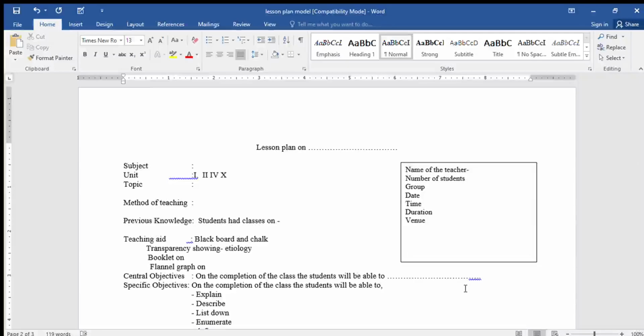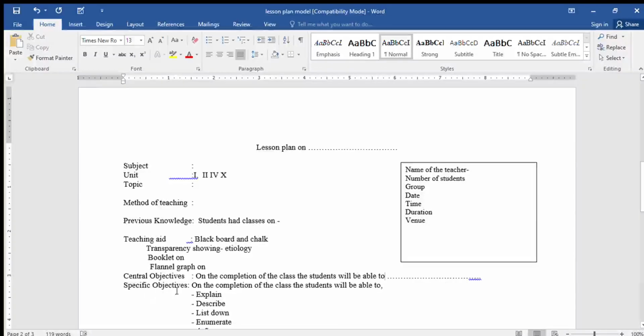If it is a community related topic, you can write that the students will be able to gain adequate knowledge and apply this in the community setting. For personal knowledge, you can write apply this knowledge in their personal or day-to-day life. Like that you can write the central objective.